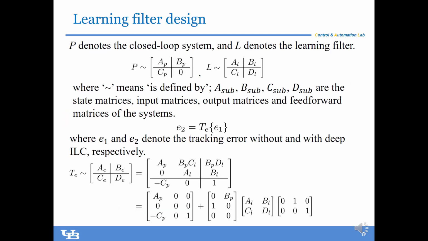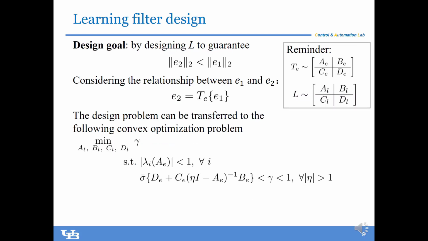We assume that the prediction is accurate enough, and we design the learning filter by utilizing the system dynamics. We first relate the tracking error E1 to the tracking error E2 by a system TE, which lumps the system dynamics P and the to-be-designed learning filter L. Then we design a learning filter to make E2 smaller than E1 in the sensor-to norm, and the learning filter design problem is transformed into a convex optimization problem, which can be solved efficiently with the help of MATLAB software.